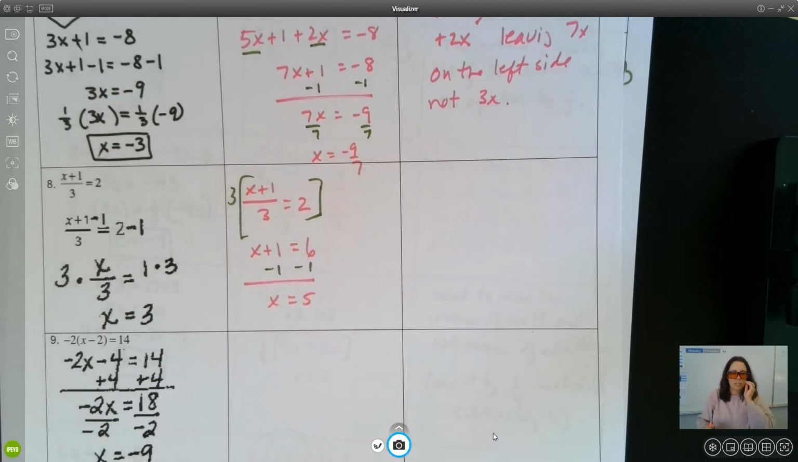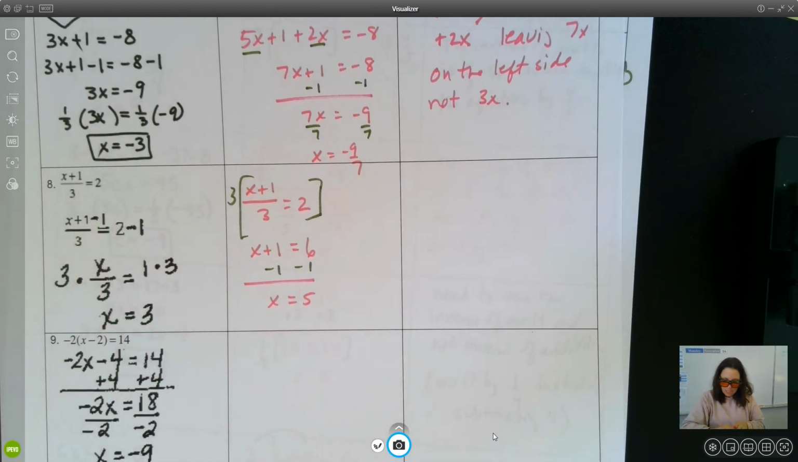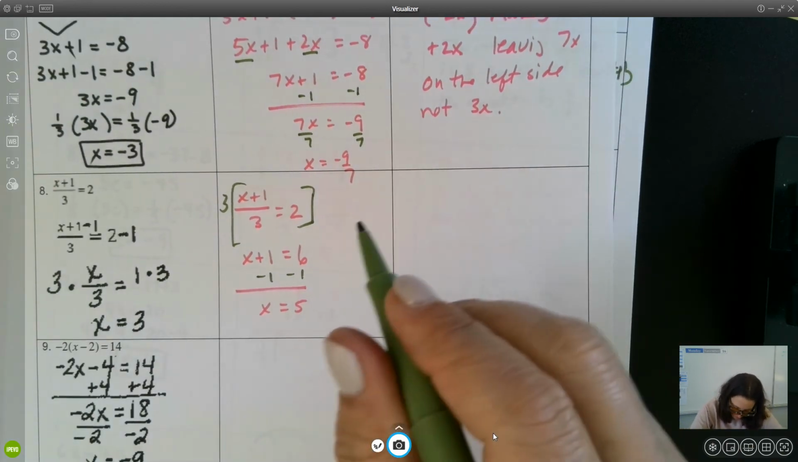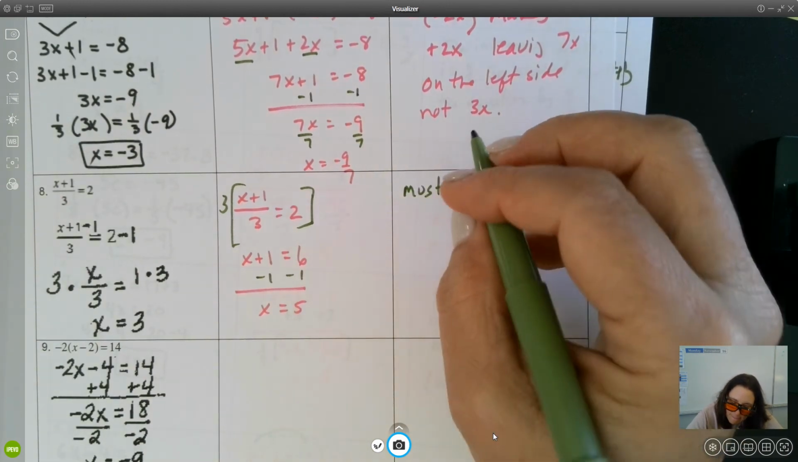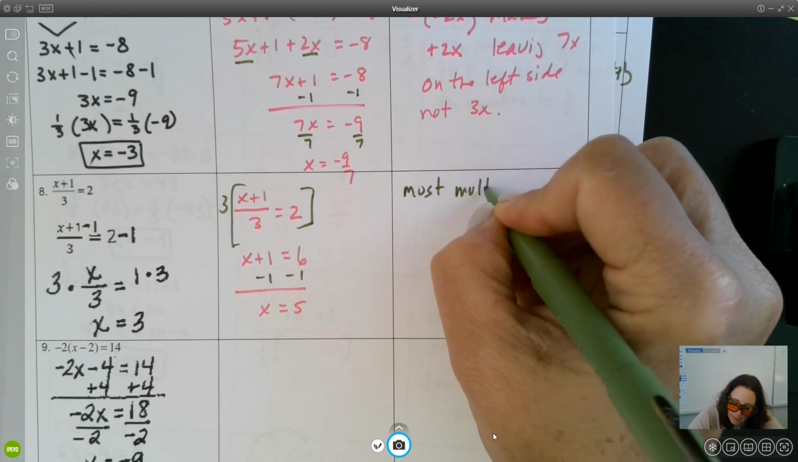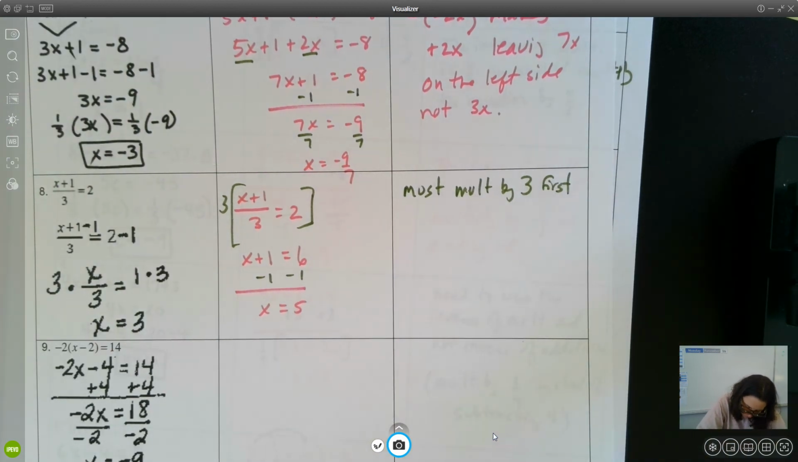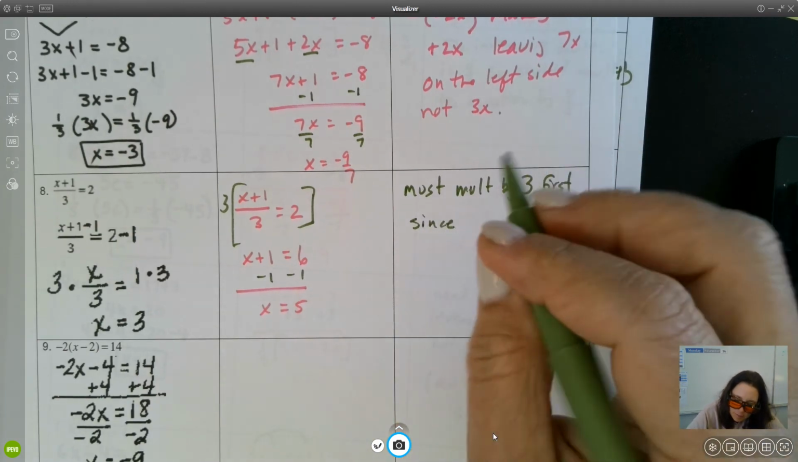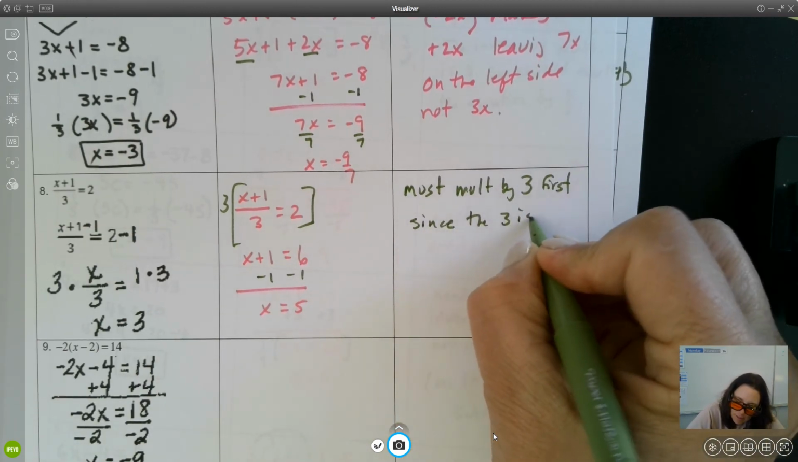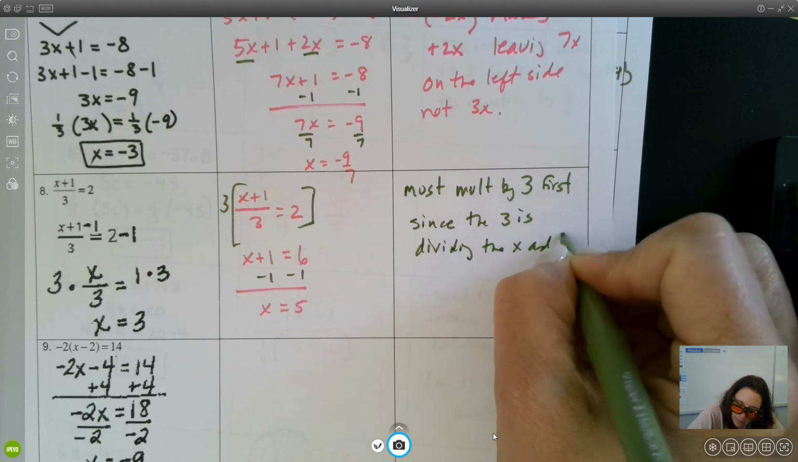Then we get the 1 out of there. x equal 5. Let's look and see what they did. They subtracted the 1. So let me use green. I forgot to alternate here. You must multiply by 3 first, since the 3 is dividing the x and the 1.